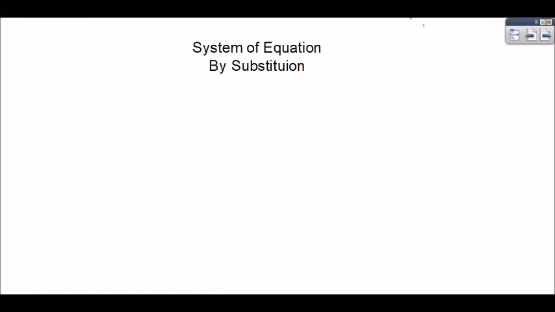Today we're going to be doing systems of equations again, but instead of graphing, we're going to do substitution. So let's say we graph and it gives us something like 1/2 by 1/3. And that would be really hard to see on a graph. Substitution gives us a more precise answer.